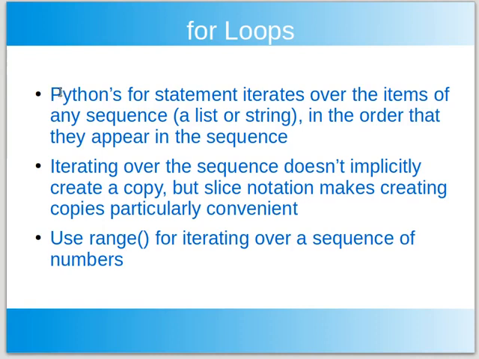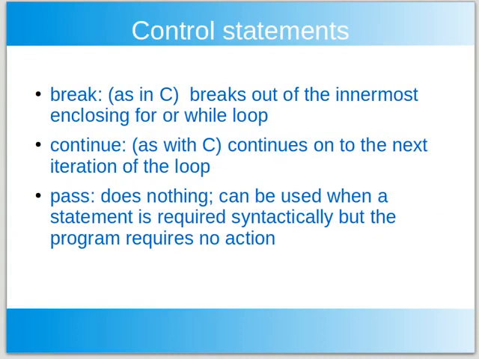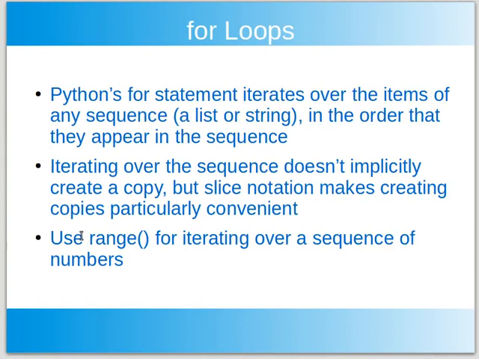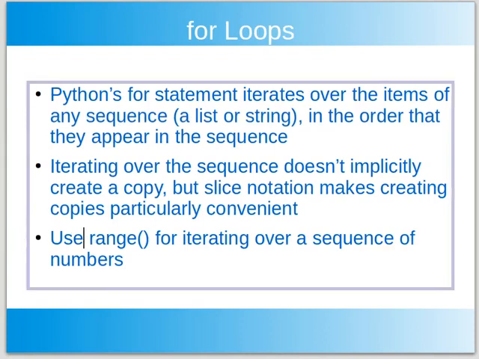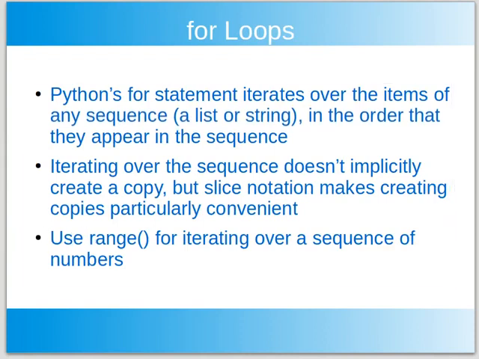For loops. Python's for statement iterates over the items of any sequence, a list or a string, in the order that they appear in the sequence. Iterating over the sequence doesn't implicitly create a copy, but slice notation makes creating copies particularly convenient. Use range for iterating over a sequence of numbers, which makes it really easy to just create a blank list if you ever have use for that, and that'll be one of the examples as well.